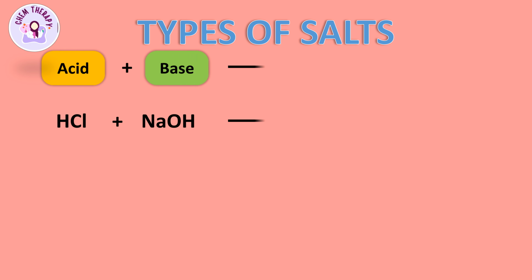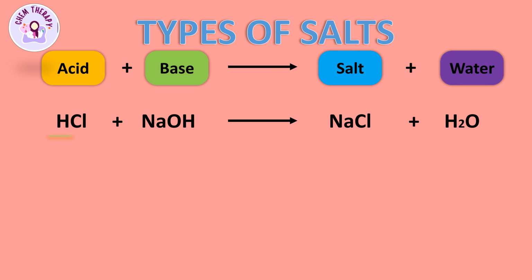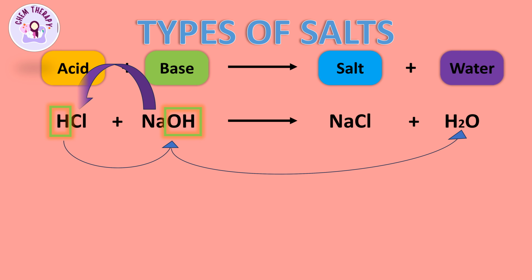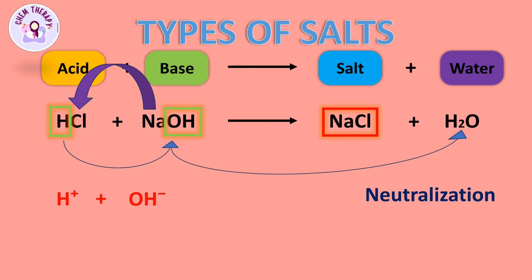Salt is formed when an acid reacts with a base. In this reaction, hydrogen of acid reacts with hydroxide of base to form water, H2O. And the metal ion of base reacts with the negative part of acid to form salt. As in this reaction, acid and base neutralize each other, and both the products formed are neutral. So this reaction is called neutralization. So it's actually a reaction between hydrogen ion of acid and hydroxide ion of base.